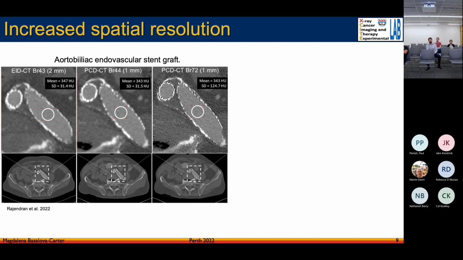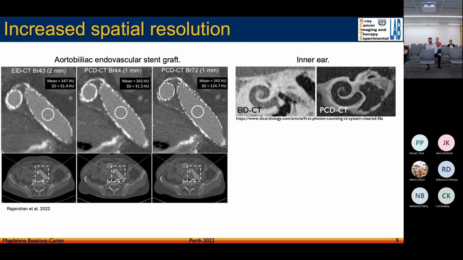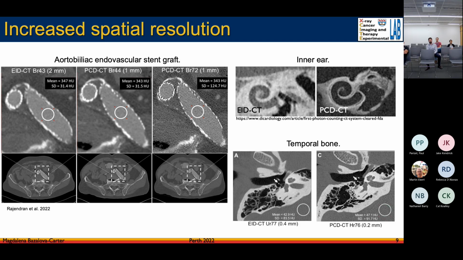And here on the right-hand side, they use the same 1 millimeter slice thickness with a slightly different filter for the image reconstruction. And you can also see that it resulted in a much nicer, much sharper image. Here are some images of the inner ear, EID-CT on the left, PCT-CT on the right, and you can clearly see that the PCT-CT offers much higher resolution than the EID-CT. And the last one is images of the right temporal bone as well, and you can see that the stapes can now be visualized much better with much higher contrast because of the higher spatial resolution in the PCT-CT image compared to the EID-CT image.